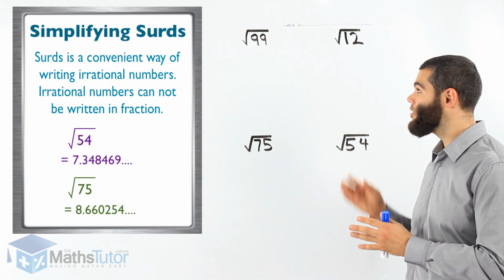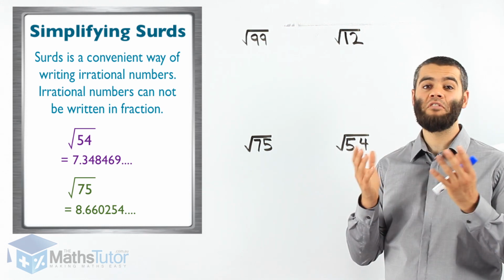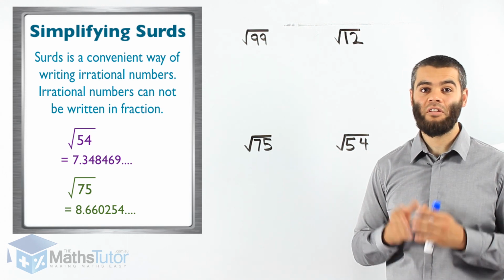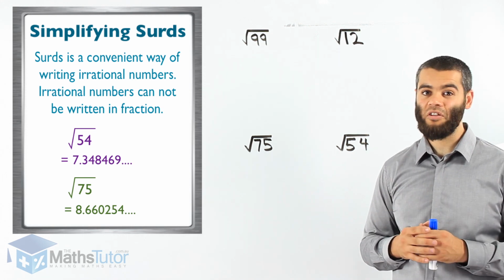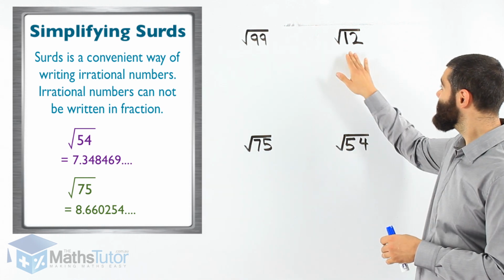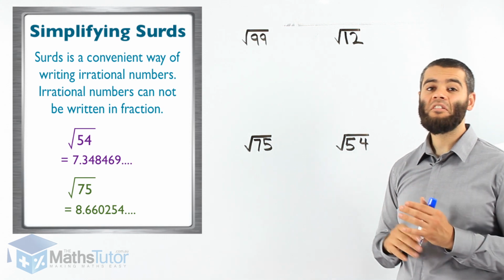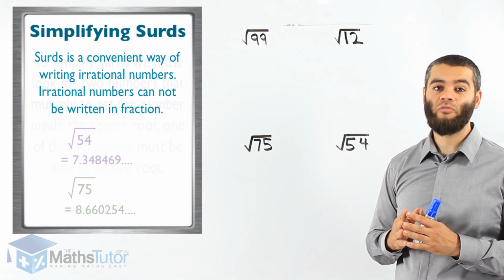Today we're going to learn a very important concept, if not the most important concept in surds, and that is to simplify surds. Let's start by doing one at a time, starting with square root 12. We want to simplify that into its simplest form.